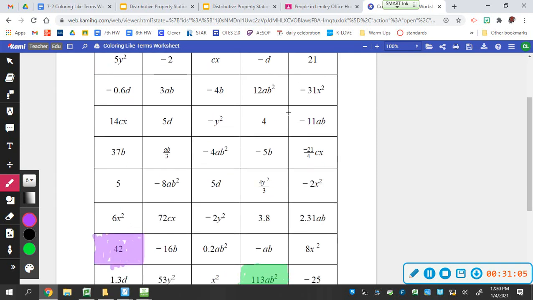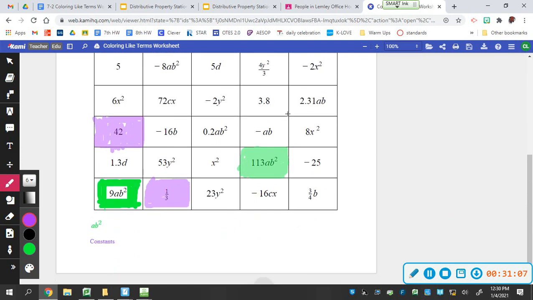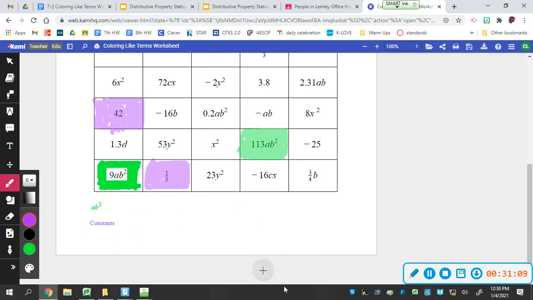You're going to go through and find your like terms, and at the bottom I want you to put a key. Notice my first one, and you can write this out, but I don't have my laptop, so it was hard to write it out and make it still look nice. So AB squared. Whatever color you write it in, that's what you're going to color all of the boxes with AB squared. You're finding the like terms.